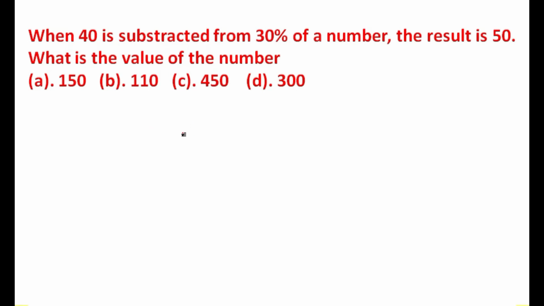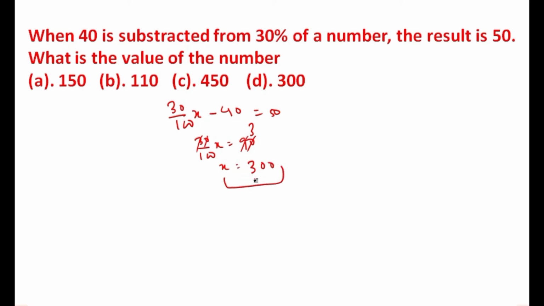See, when 40 is subtracted from 30% of a number, again I assume the number to be x, then 30% of x, 40 is subtracted from this 30%, then the result is 50. Then 30 by 100, x equal to 90. The 0s get cut, this becomes 3, so x is 300. Here it is asking only the value of the number, so x is 300. So you can just straight away take D and move ahead.